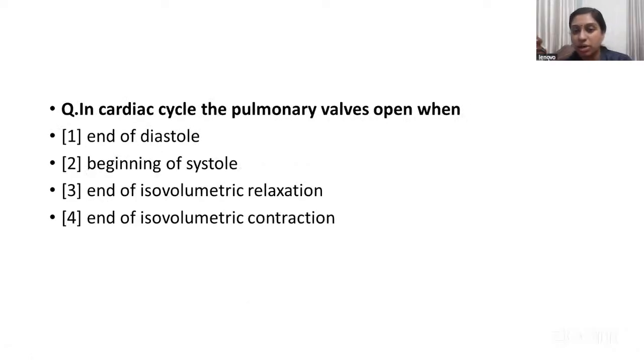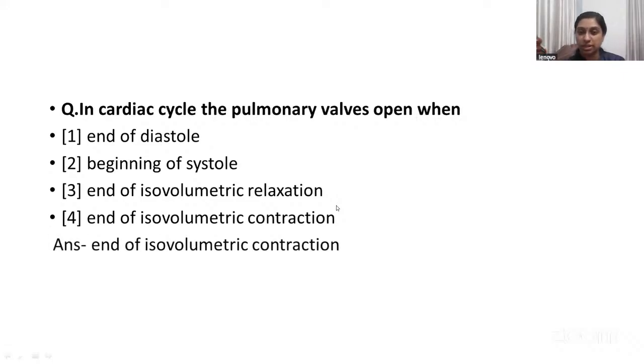In the cardiac cycle, the pulmonary valves open when? The options are end of diastole, beginning of systole, end of isovolumetric relaxation, end of isovolumetric contraction. So the answer here is end of isovolumetric contraction. After the isovolumetric contraction, the pulmonary valves open and the blood is ejected out through the pulmonary valves and the aorta. I have said that during the isovolumetric contraction, all the valves are closed.